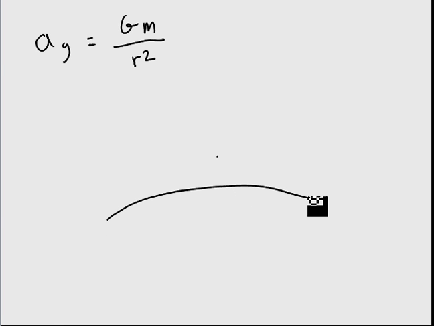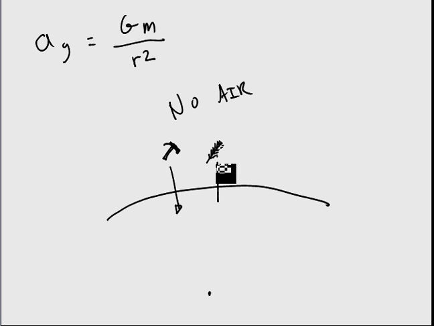So if we have two objects, you can say a hammer and a feather. And we were to drop them and we were to suck out all the air. So maybe we were doing this on the moon, maybe we just, I don't know, sucked up the atmosphere of Earth for some reason. We would find that they would both accelerate at 9.81 meters per second squared.